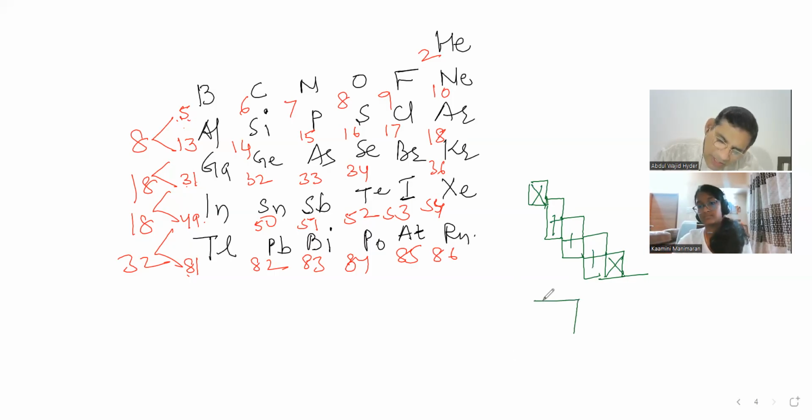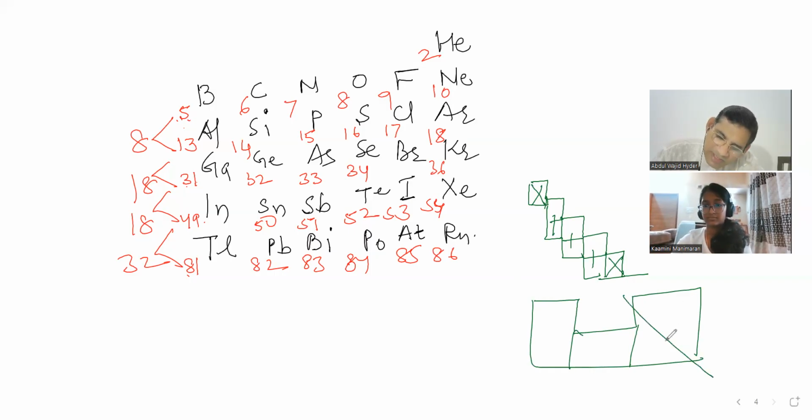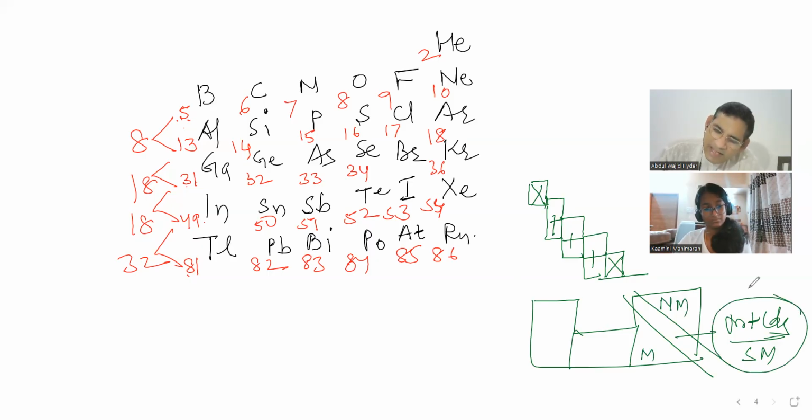What you are doing, you are drawing just only P block elements. Just only you are writing this P block. These 8 elements are metalloids or semi-metals. These are metals and these are non-metals. What are these 8 elements?